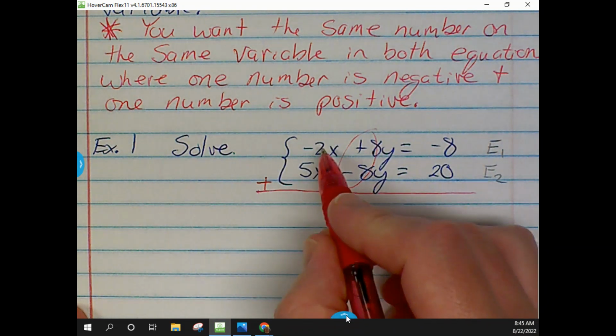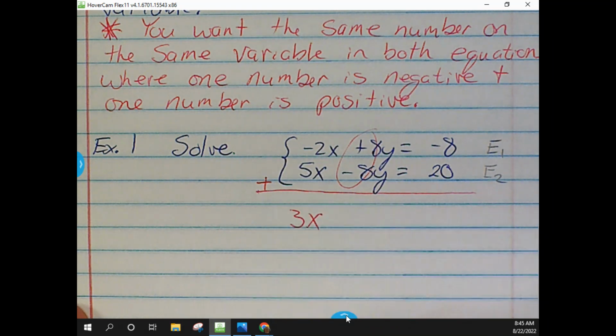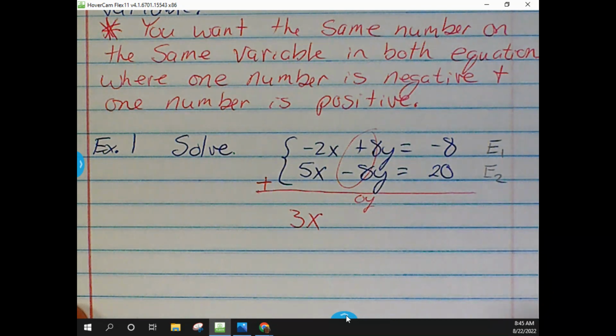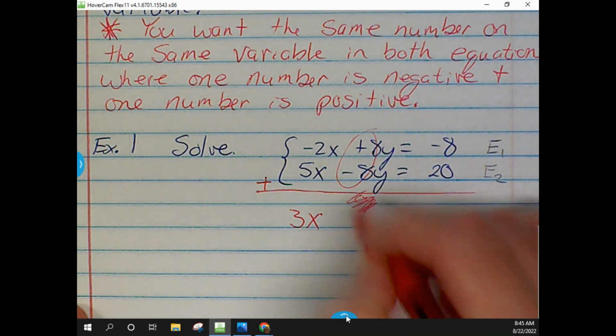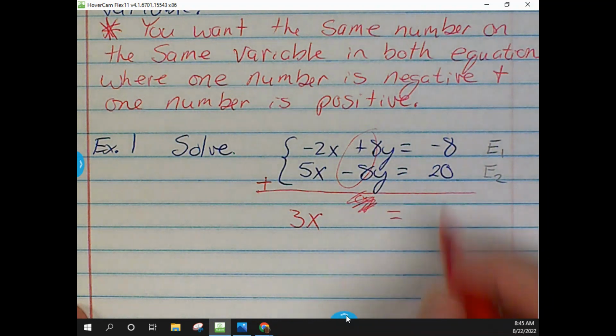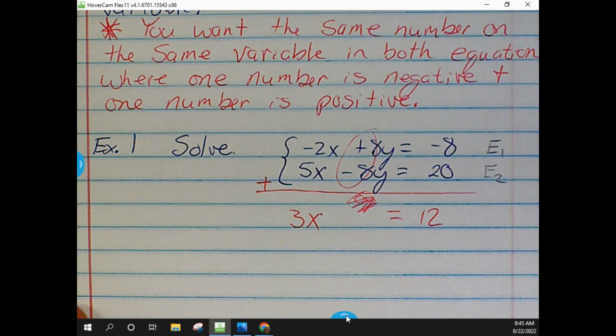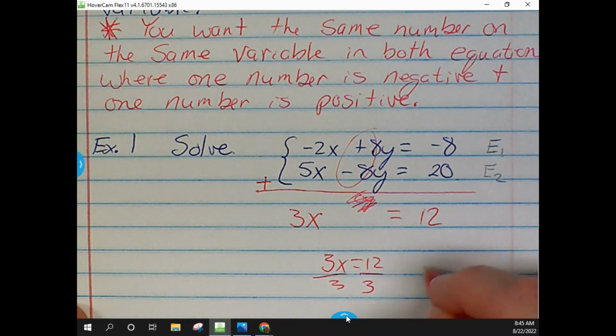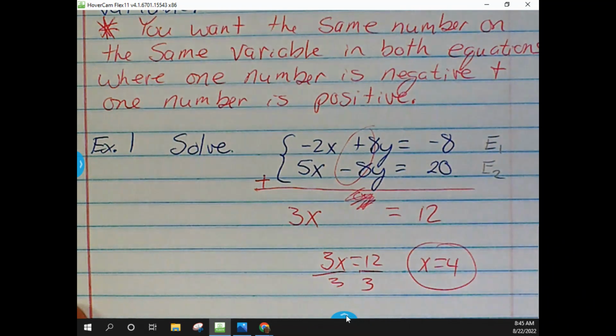So it's negative 2x plus 5x, which is 3x. 8 minus 8 is 0, which, again, if you do 0 times y, that's just 0, so that's gone. And then negative 8 plus 20, or 20 minus 8, is 12. Okay, now, how easy is that equation to solve? Pretty easy, right? Because now you're just taking both sides and dividing by 3. So we get x equals 4.